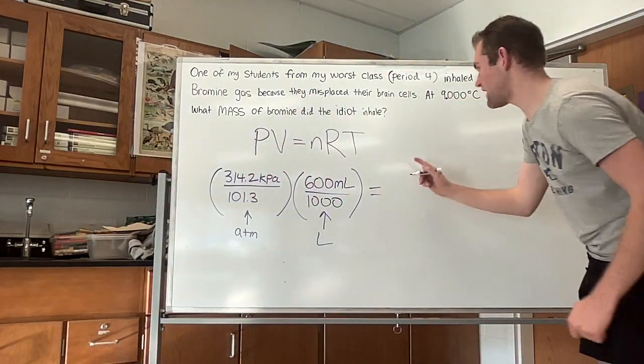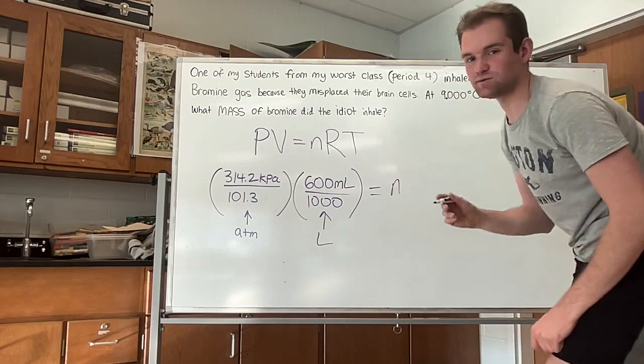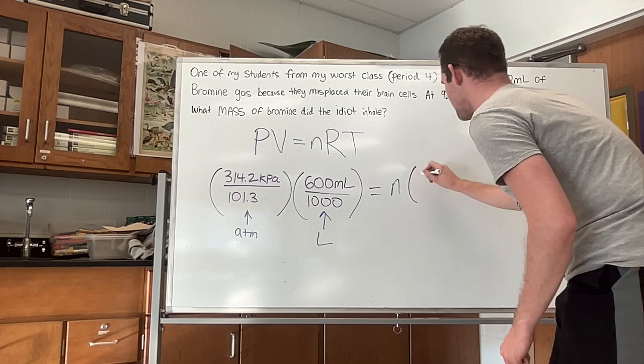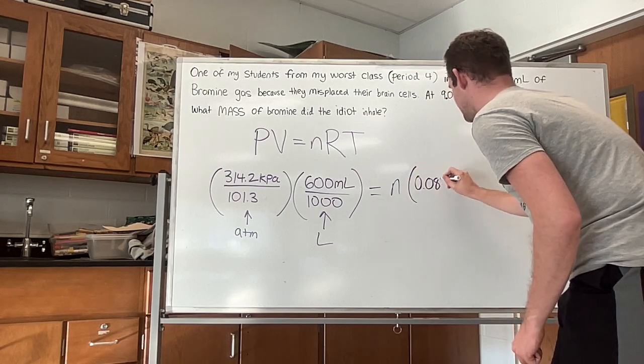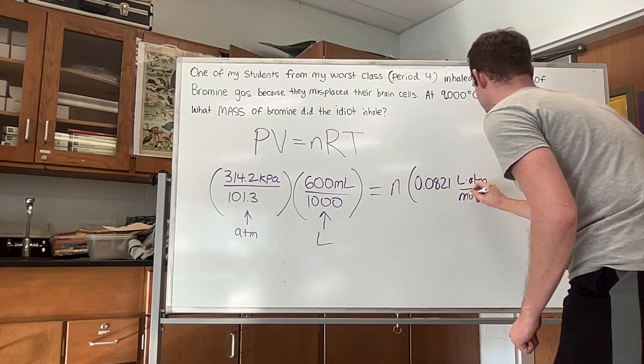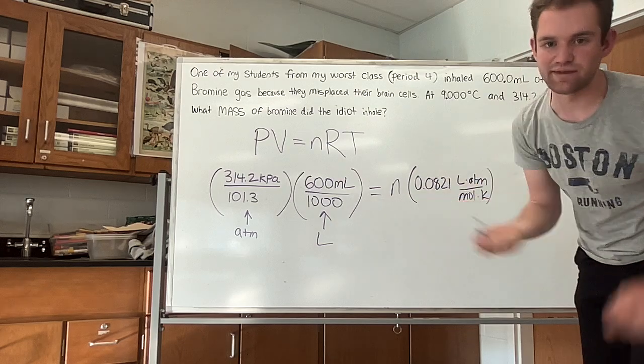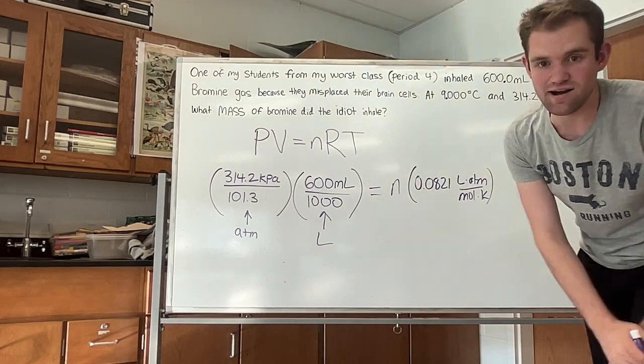All right, now we have n. Well, n is what I'm solving for. I don't know that yet. Let's do R. R is 0.0821 liters atmospheres over mole Kelvin. Okay, this obnoxious unit just tells you that you need these units in the ideal gas law. That's about it.